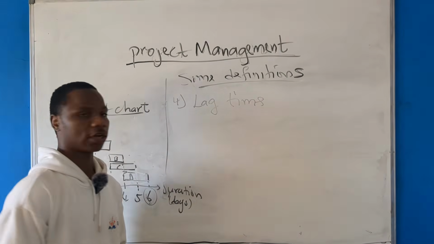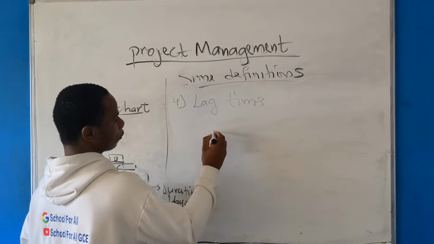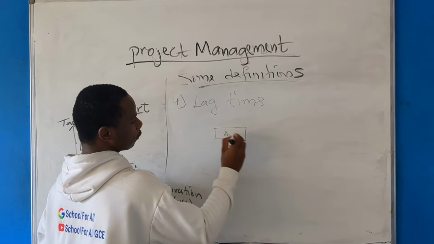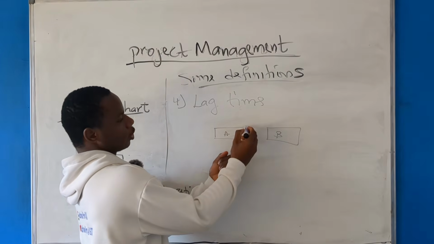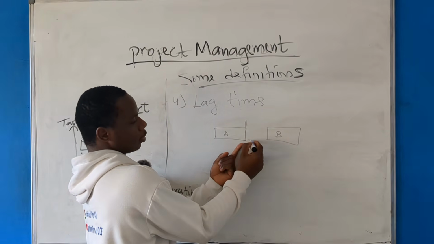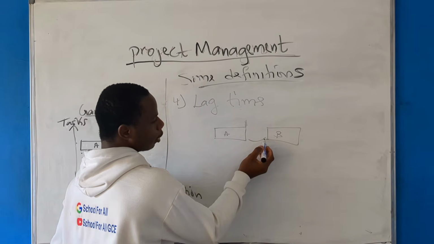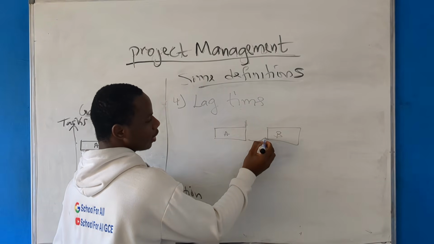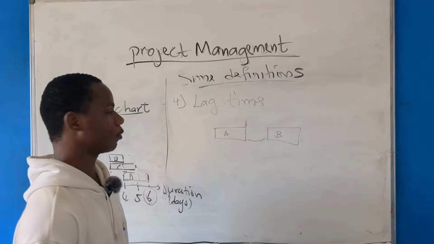Good. So after knowing what the critical part is, the next definition here is lag time. So what's lag time? It's very easy. Let me just illustrate something first. Imagine that I'm having a task here called task A. I'm having another task here called task B. You are seeing that task A is done here, but task B is taking a certain number of days before it starts its execution. So this amount of time that a task delays before starting after a previous task is done is what we call the lag time.